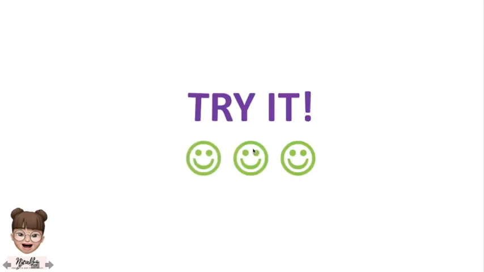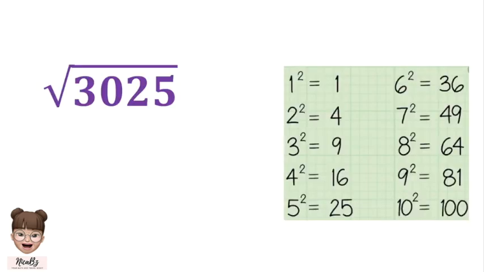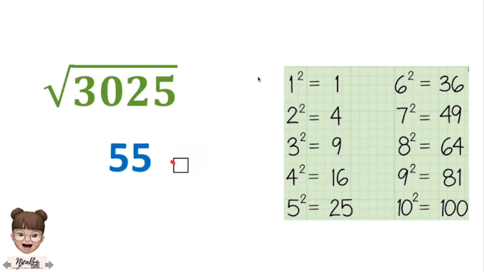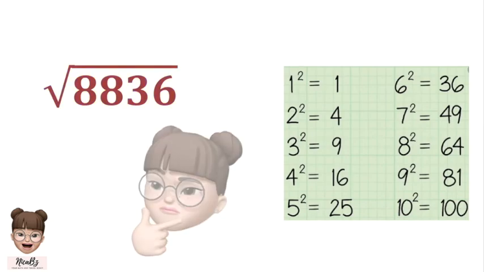You try it. I will only be giving you 3 seconds to solve it, so I hope you can do it fast. Ready? Let us start. First one. Square root of 3,025. The answer is 55. Let's have the next one. Square root of 8,836. And the answer is 94.